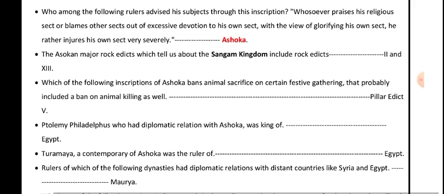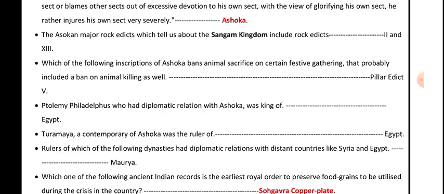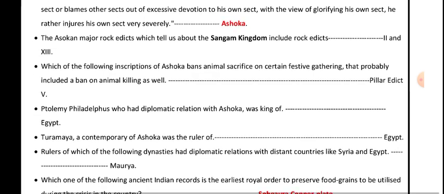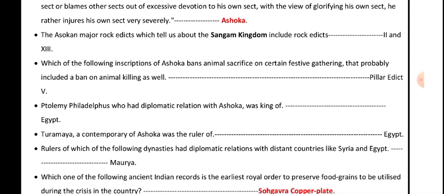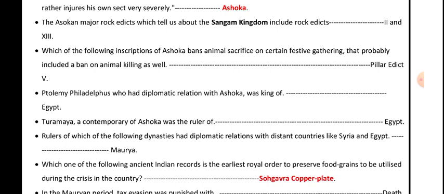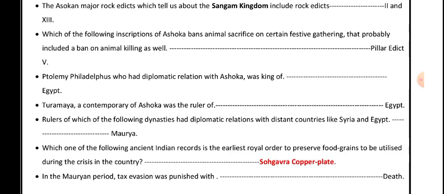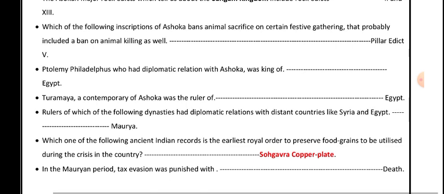Rock Edict 12. Which of the following rulers advised his subjects through inscriptions: whosoever praises his own religious sect or blames other sects out of excessive devotion to his own sect, with the view of glorifying his own sect, he rather injures his own sect very severely? Ashoka. The Ashokan major rock edicts which tell us about the Sangam kingdoms are Rock Edicts 2 and 13.